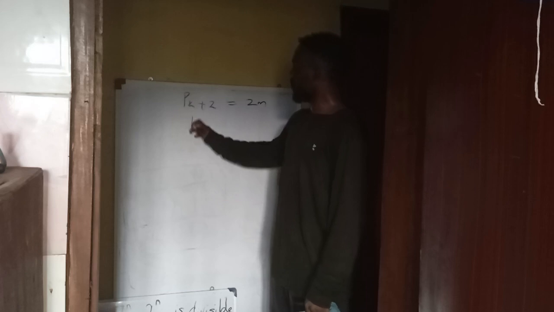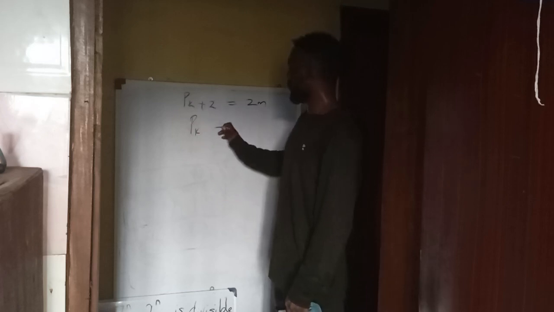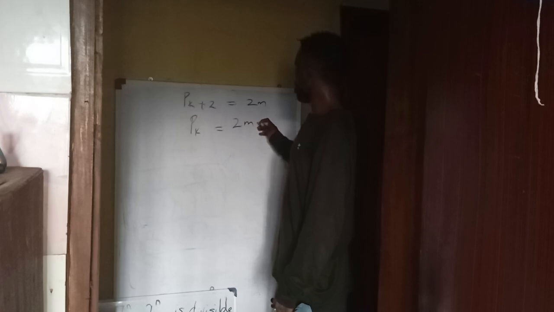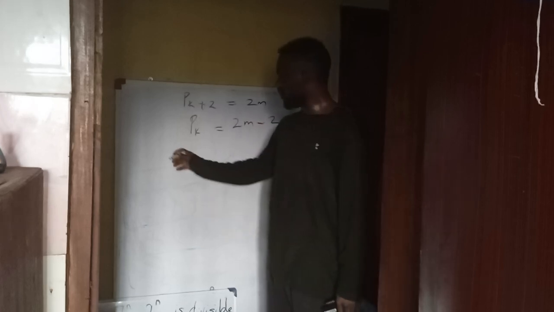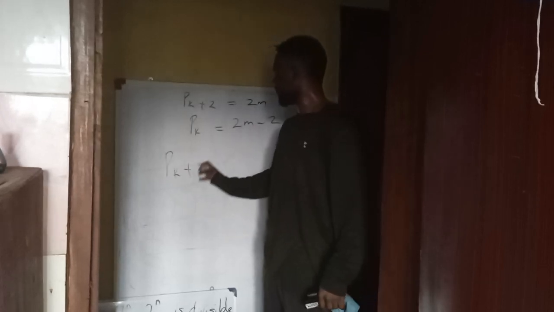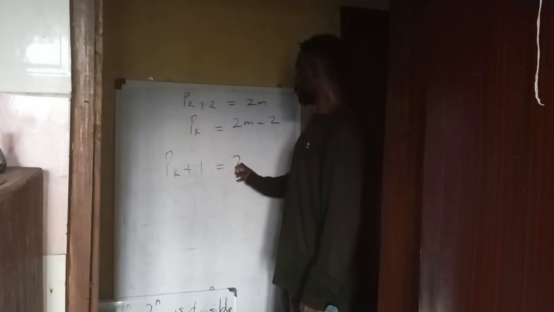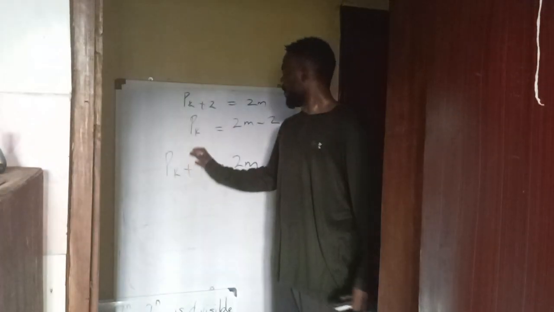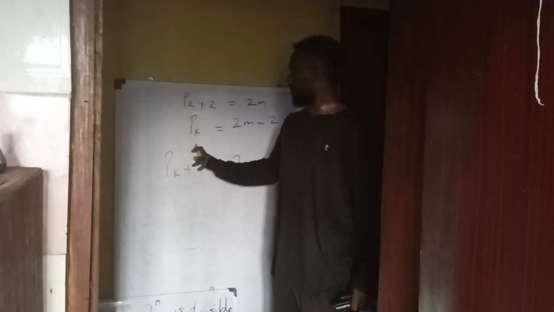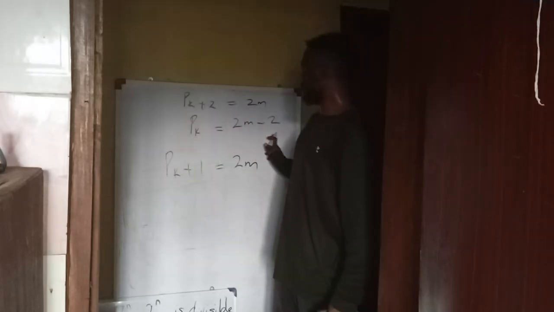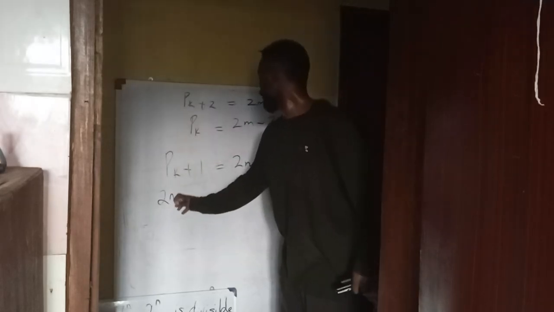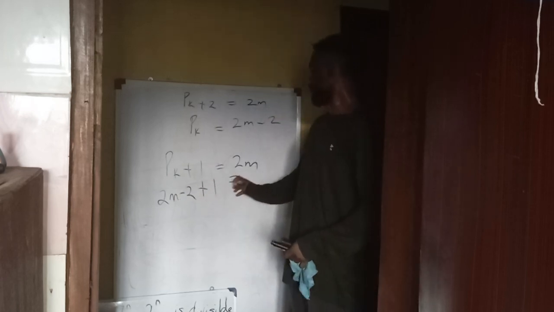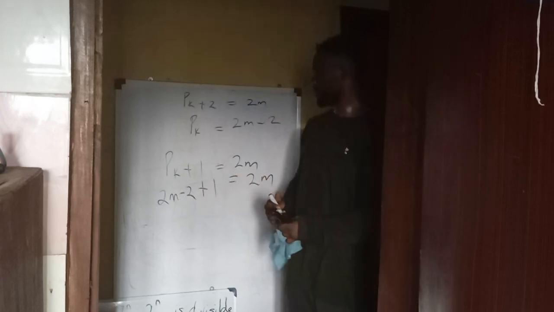I'll simply make it so that P of k, the value for k, will be the surrogate formula. So this will be 2m minus 2. Then for P of k plus 1 equals 2m, that is when I'm trying to do division. I will now say, anywhere I see P of k, replace it with this value. So I will now have 2m minus 2 plus 1 is equal to 2m.